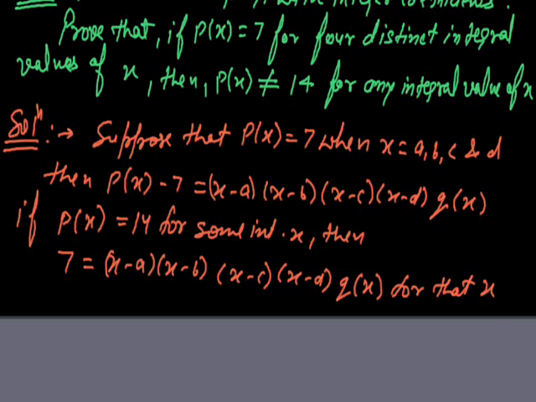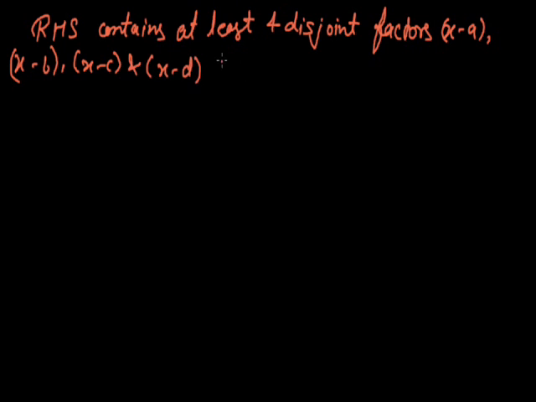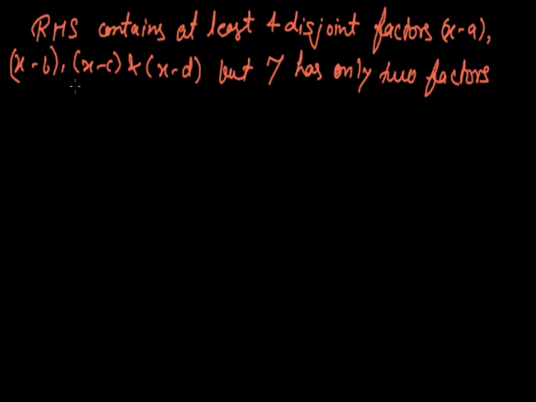Now here we can see that the RHS of the above equation contains at least 4 distinct factors, that are x minus a, x minus b, x minus c and x minus d. But 7 has only 2 factors, as 7 is a prime number, so 7 has only 2 factors, that is 1 and 7, hence the proposition.